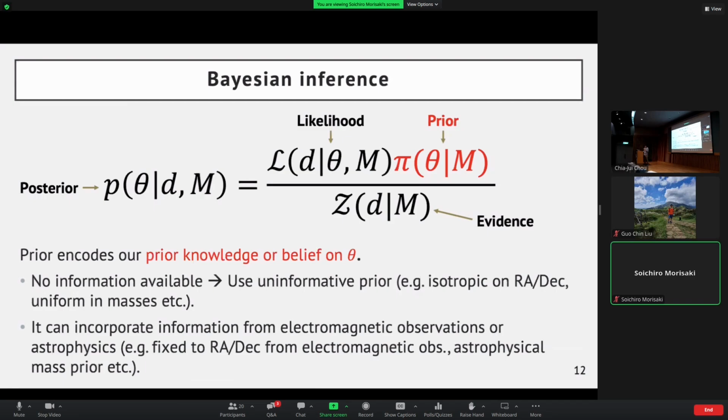Oh, yes, please. I have a question about parameter estimation. While doing parameter estimation, is there any difference between using mass 1, mass 2, and using chirp mass and mass ratio? Oh, yeah, that's a good question.